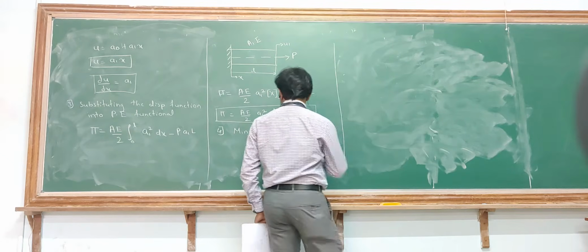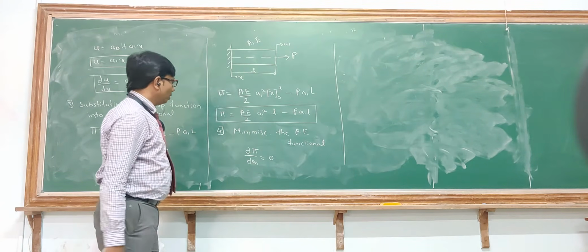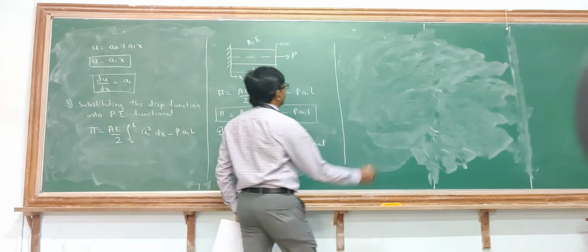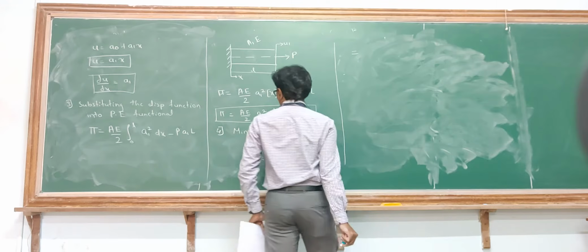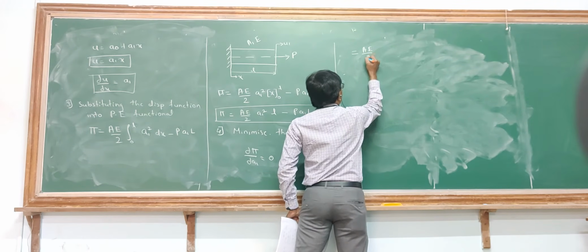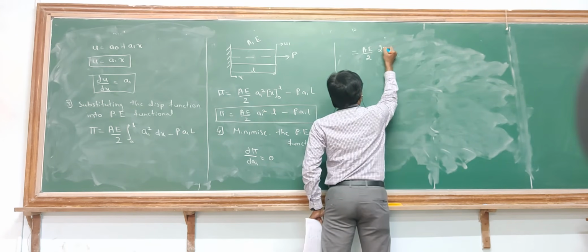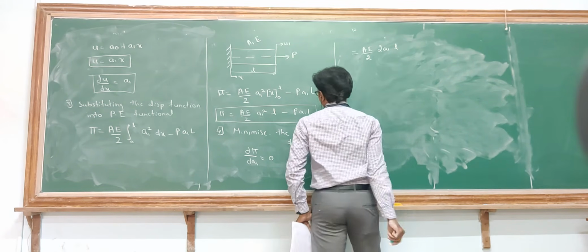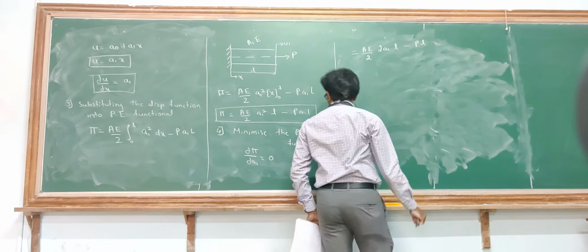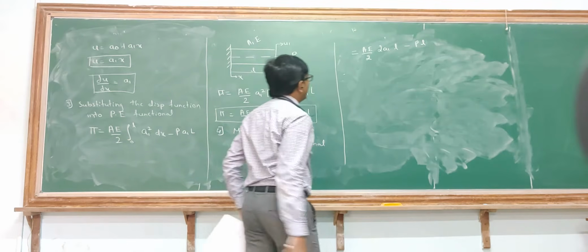Okay, so dou pi by dou A1 is equal to 0. This equation has to be differentiated partially and equated to 0. So I'll be solving that. So AE by 2 times A1 square will give 2A1 L minus PL. Capital letters and small letters shouldn't get confused. L is the length of the bar.